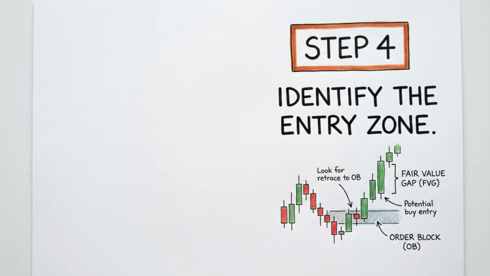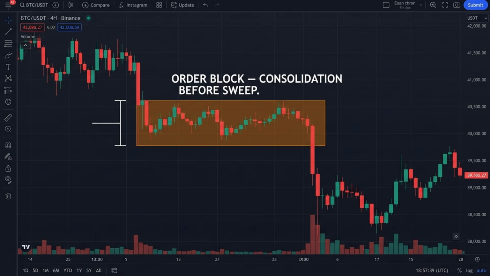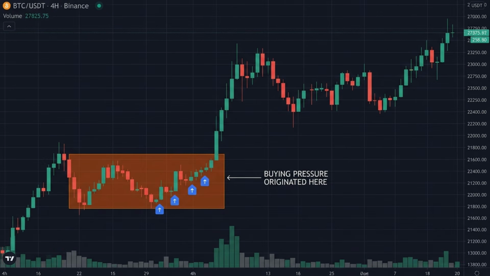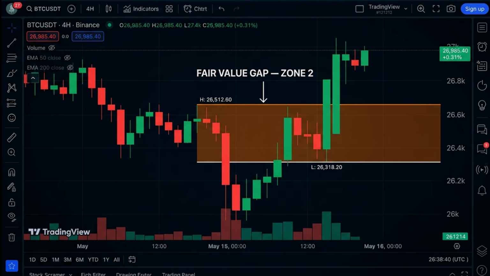Step 4. Identify the entry zone. Once price has reclaimed the swept level, you have 2 possible entry zones. The first is the order block, the consolidation zone immediately before the sweep candle launched. This is where buying pressure originated before the sweep happened. When price pulls back into this zone after the reclaim, it is returning to the area where institutional orders are likely still partially unfilled. The second entry zone is the fair value gap.